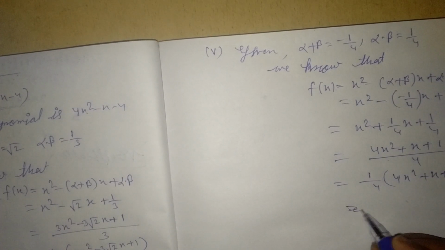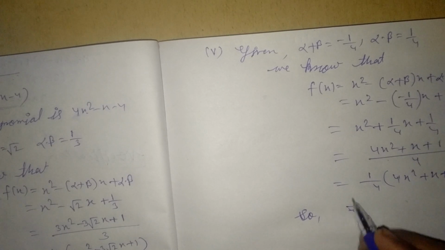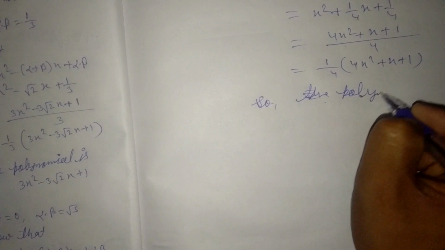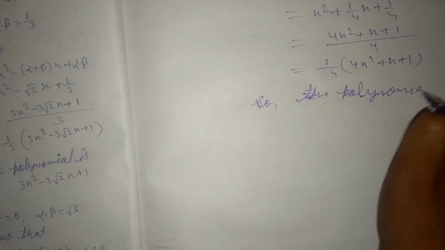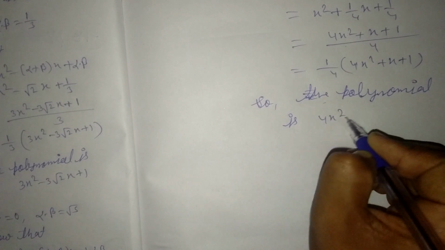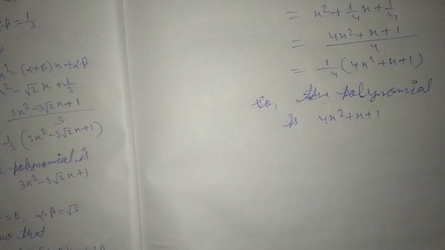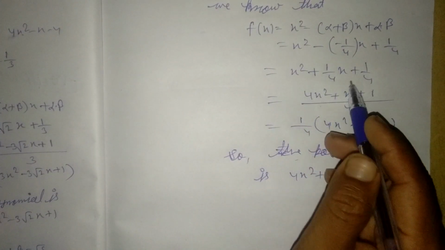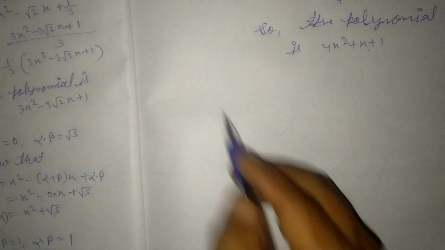So 1 upon 4, 4x square plus x plus 1. Okay, so the polynomial is 4x square plus x plus 1. So your answer is 4x square plus x plus 1, and also you can say x square plus 1 upon 4 x plus 1 upon 4.